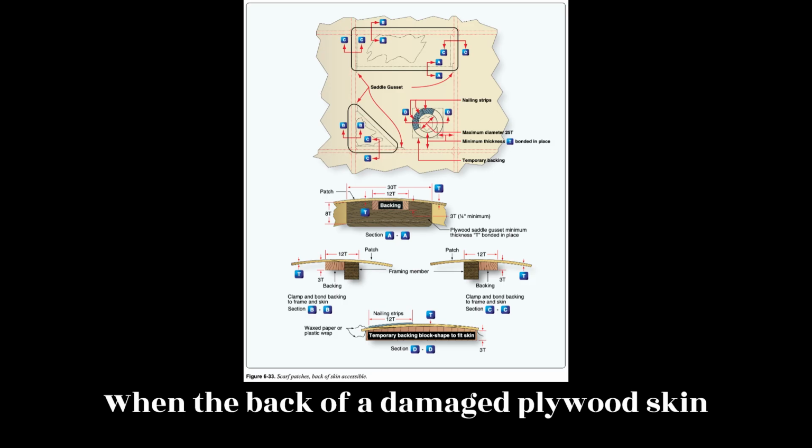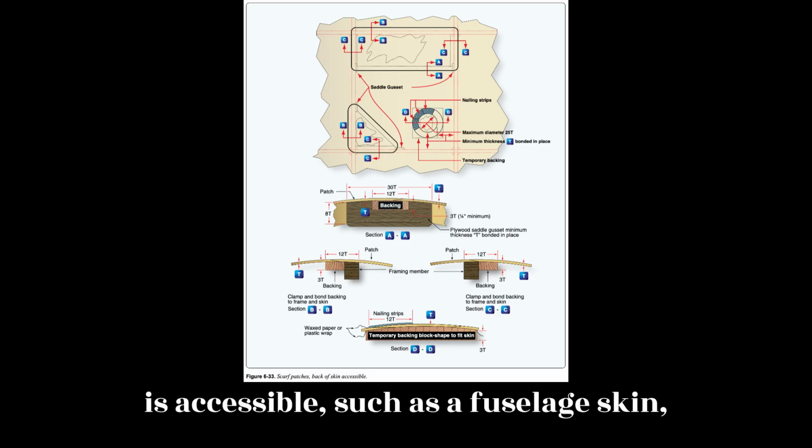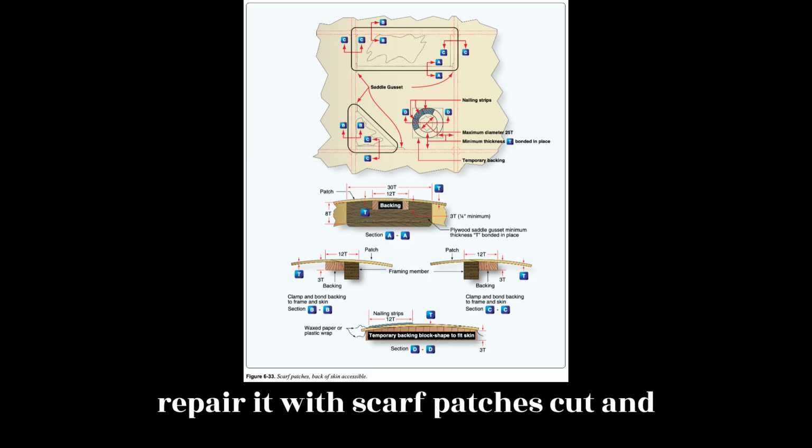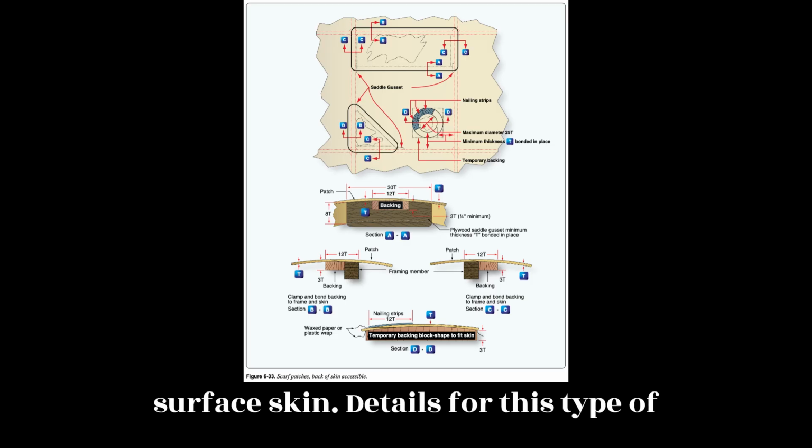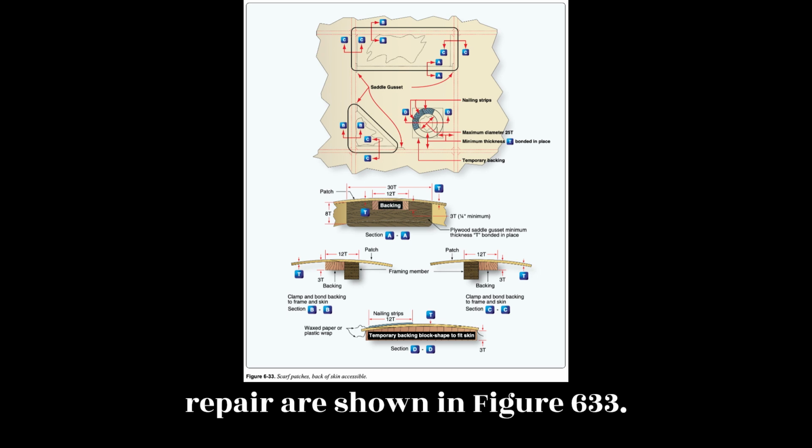When the back of a damaged plywood skin is accessible, such as a fuselage skin, repair it with scarf patches cut and installed with the grain parallel to the surface skin. Details for this type of repair are shown in Figure 6.33.